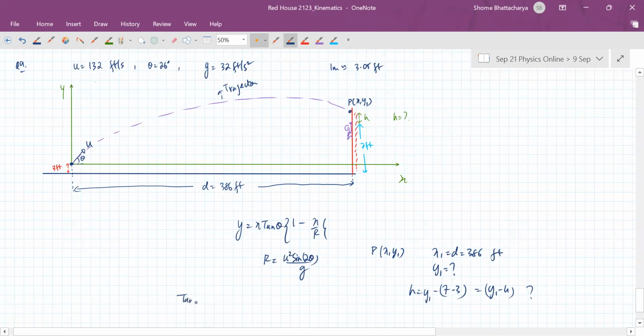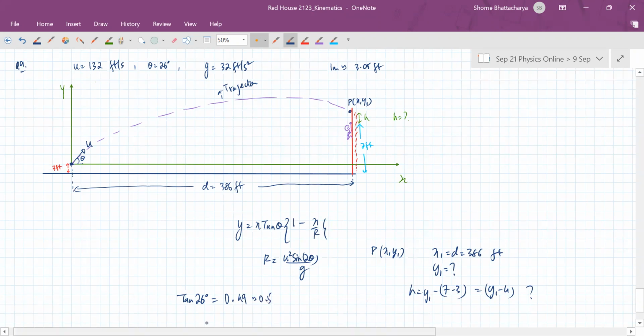Tan 26 degrees, when you look it up on a table or on a calculator, you will see it's quite close to tan 30, but we'll take a more accurate value of it. So 26 degrees tan is about 0.49, which we will approximate here for our purpose as 0.5.